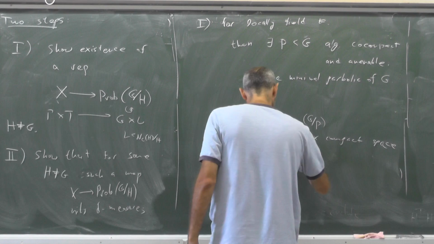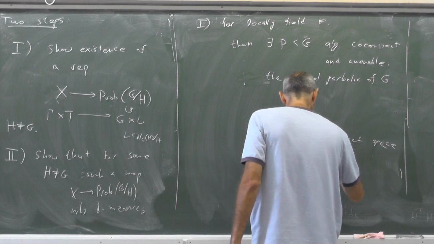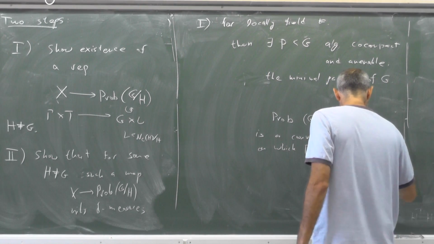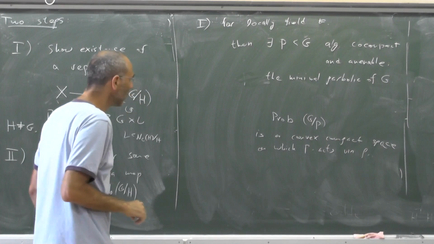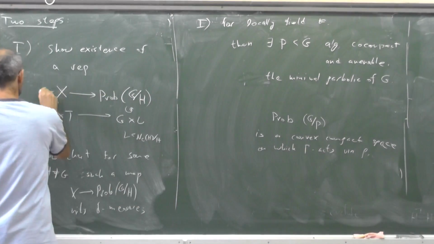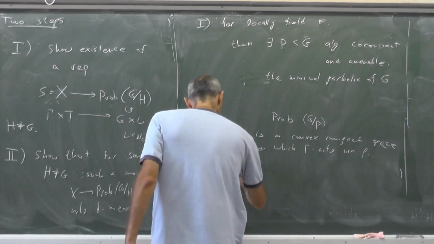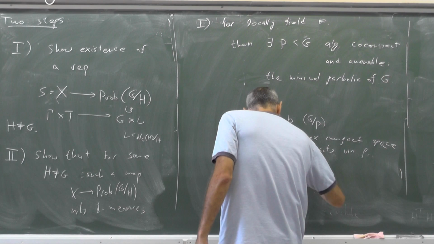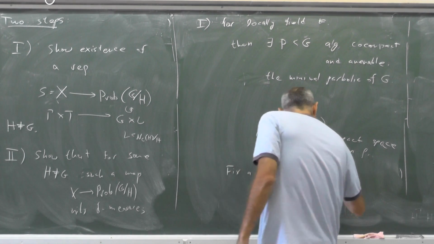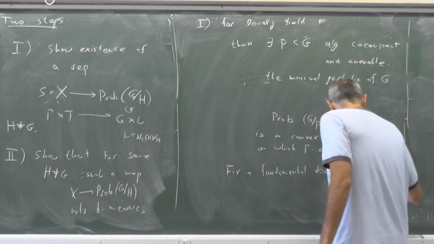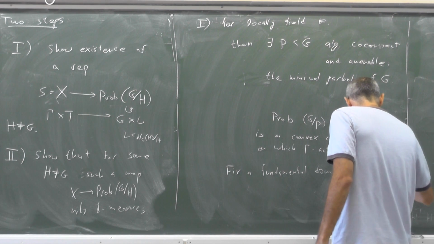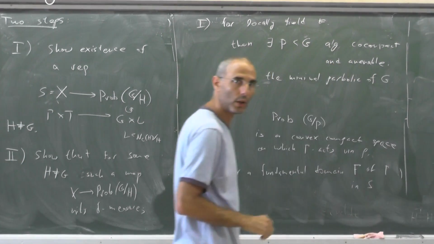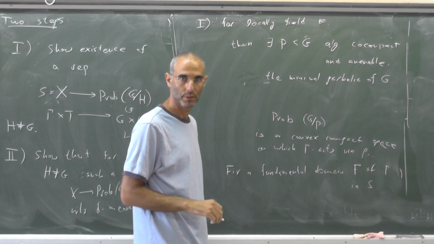On which gamma acts. Now consider X as... fix a fundamental domain F of gamma in S. Now I claim that there exists a gamma map.